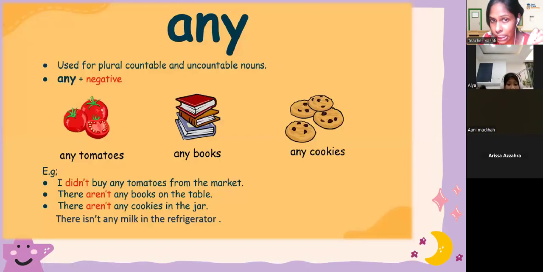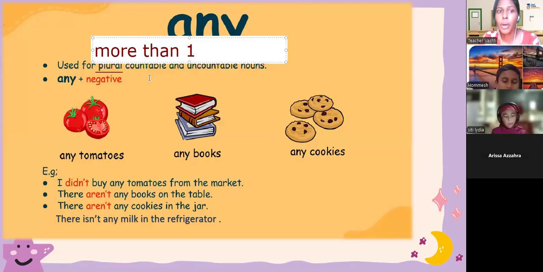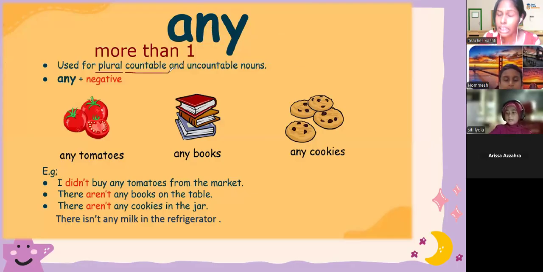Okay? Any. When do you use any? Any is used for plural. What is plural? More than one. What is countable? We can count. What is uncountable? You can't count. But it is the same as before, right? Same as the word some. But any is for negative. Any you can use for negative sentences or questions. If it is a question or a negative sentence, you must use any.